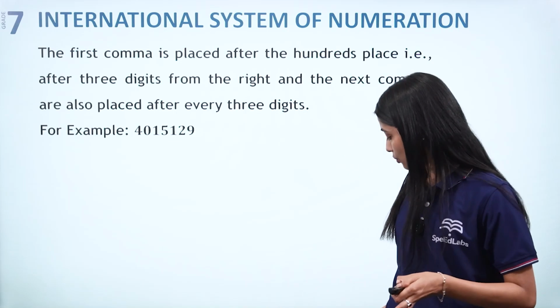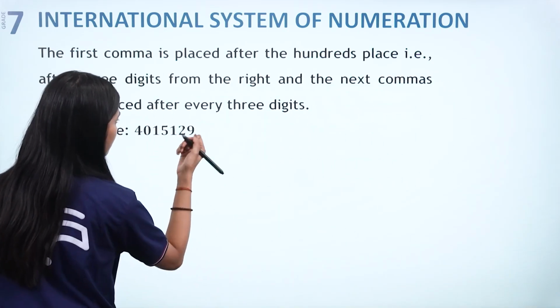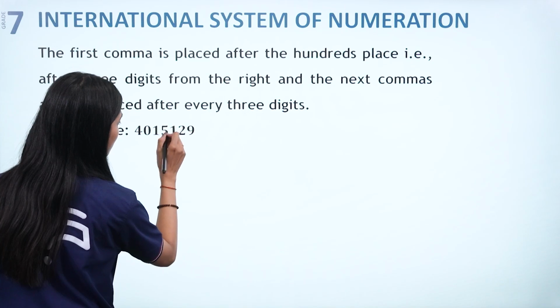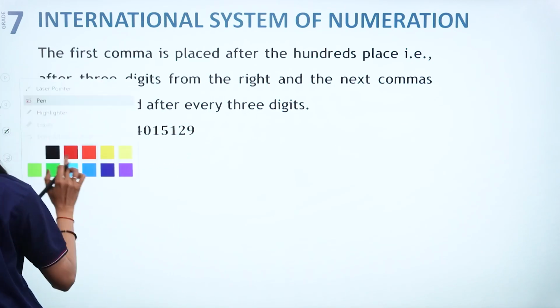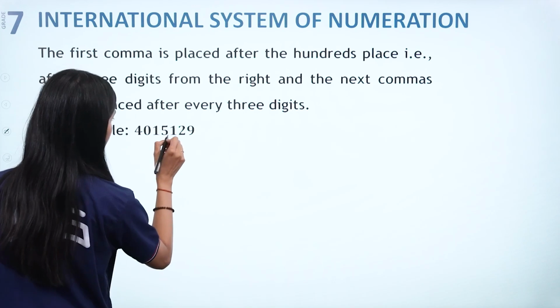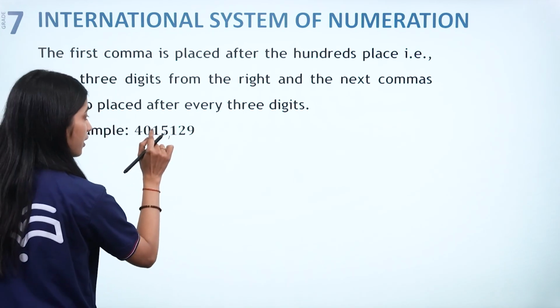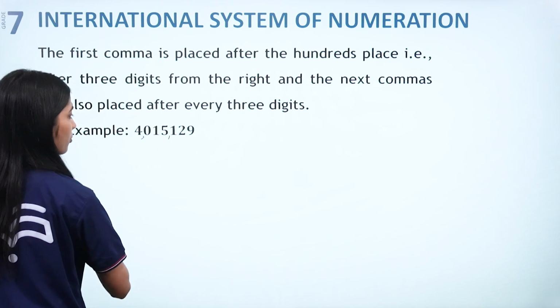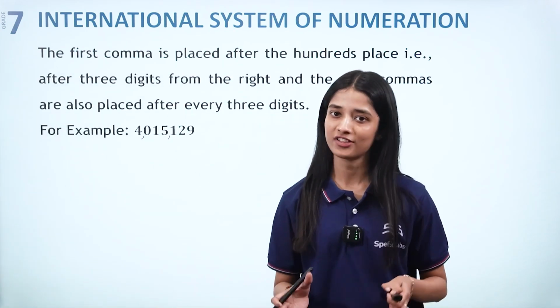In this example, our first comma will come by leaving 3 digits, that is 9, 2 and 1. So it will come here, between 5 and 1. Again, leave 3 digits, 1, 2 and 3, and place another comma. So in this system we leave 3 digits and place our commas accordingly.